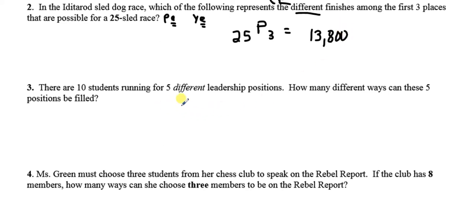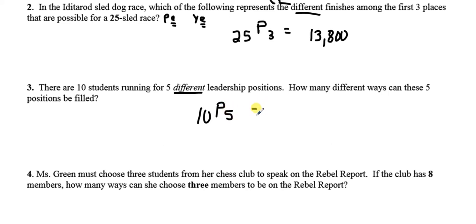All right. Same thing with question number 3. We have 10 people, different leadership positions. So we have like a president, vice president, treasurer, 5 different leadership positions. So it's going to be 10P5.